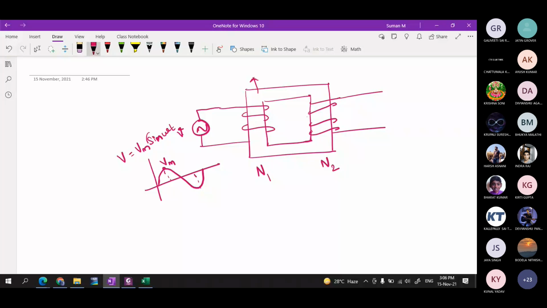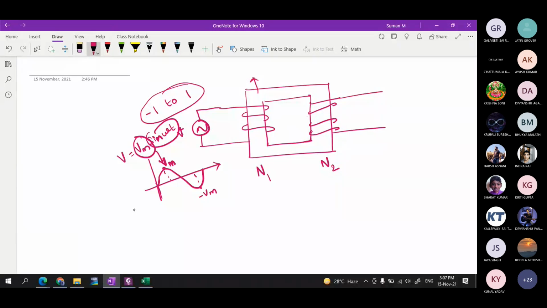You know that sin omega t has a value between -1 and 1. The peak value is the maximum value of the waveform. When you multiply with this -1 to +1, you will have minus Vm here and plus Vm here. So you are going to have a sinusoidal waveform, like this.